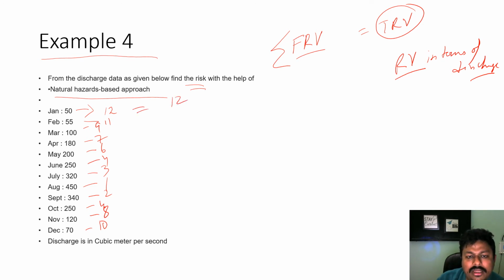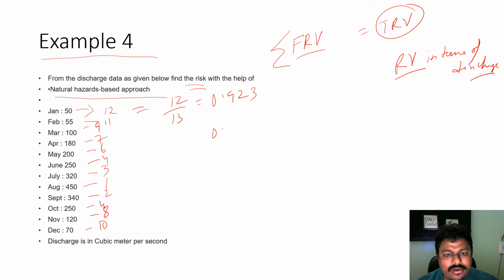After that, we'll find the probability of this data: 12 by 13, 11 by 13. This will come around 0.923. This will, I think, come how much? Let us calculate. I'm using the calculator. So this 11th rank discharge will have a probability of 0.846 and so on.